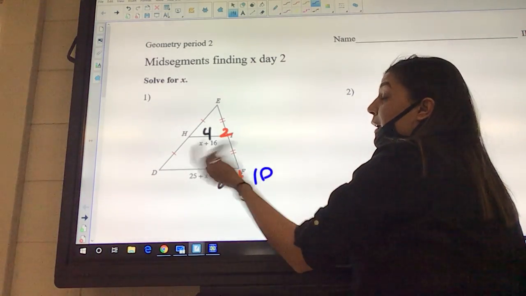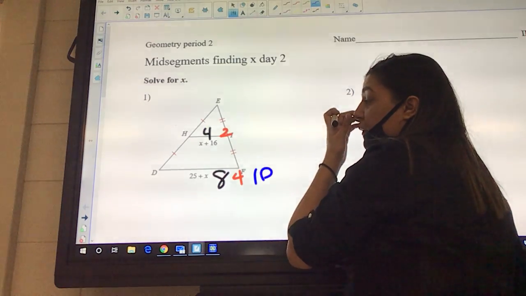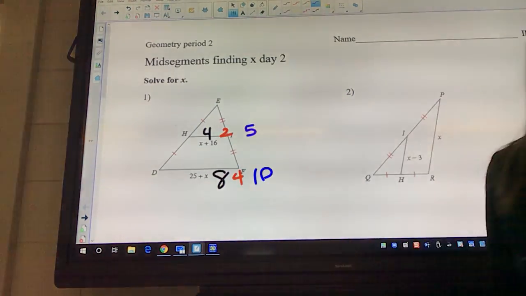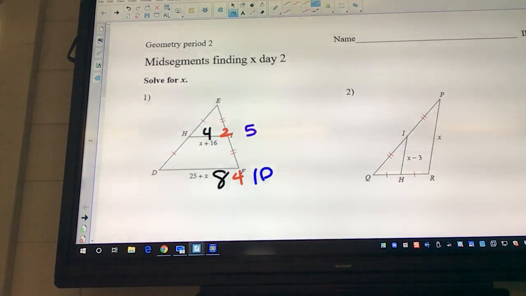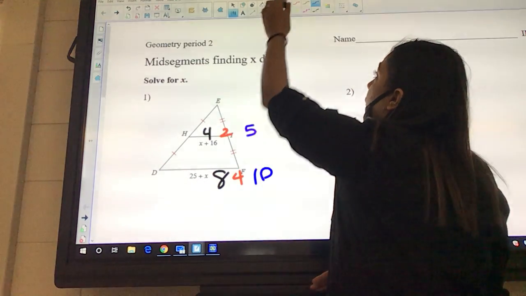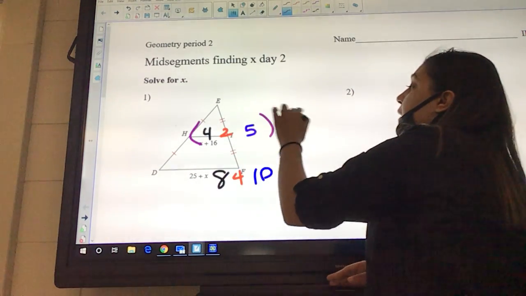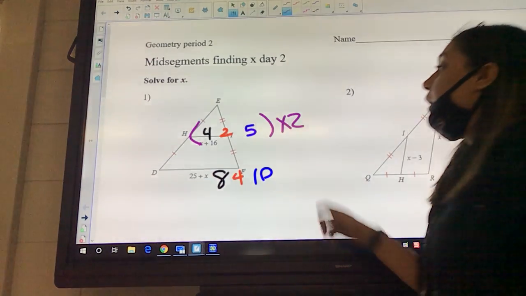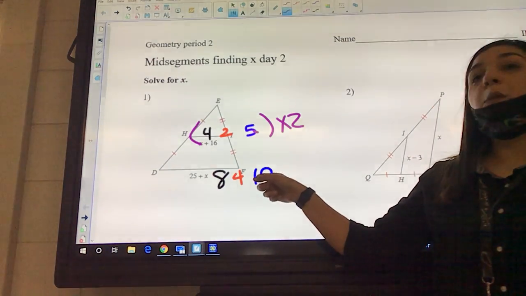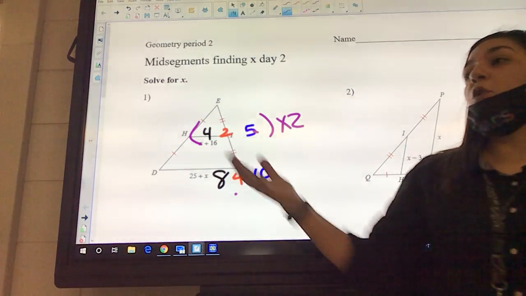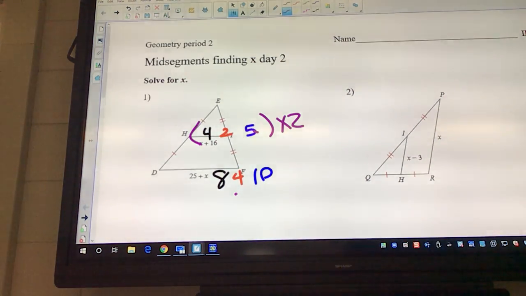If the big one is 10, what's the smaller one? 5. Okay, if the big one's 10, the smaller one's 5. And we learned from doing this yesterday that you could take the small one and multiply it by 2, and it will equal the big one. If we took 5 times 2, we would get 10. If we took 2 times 2, we would get 4. And so they're equivalent.